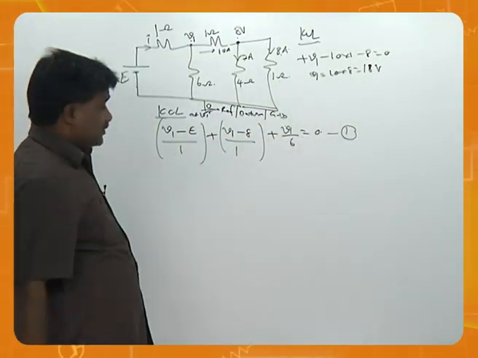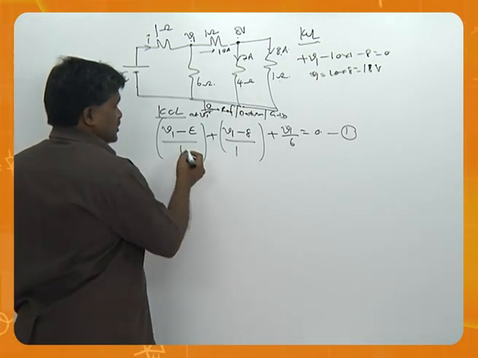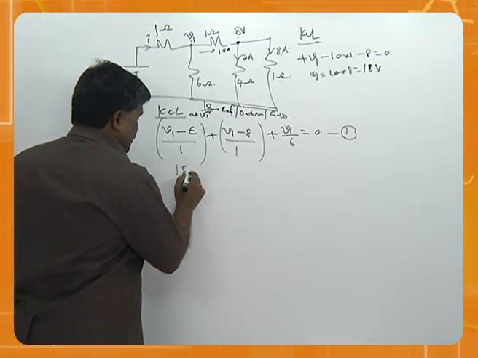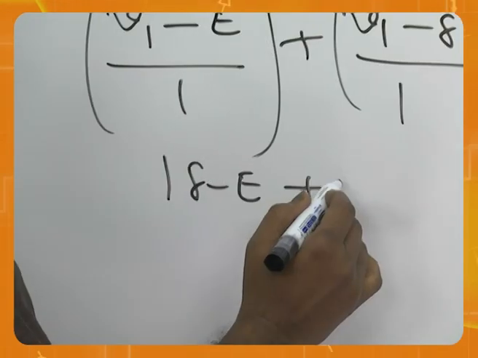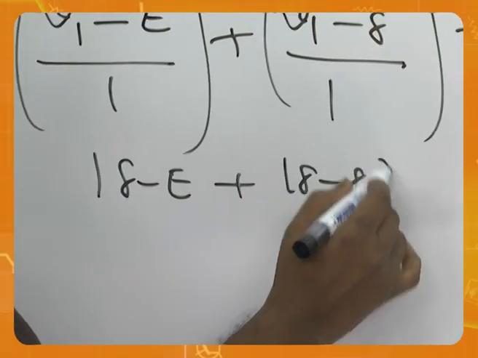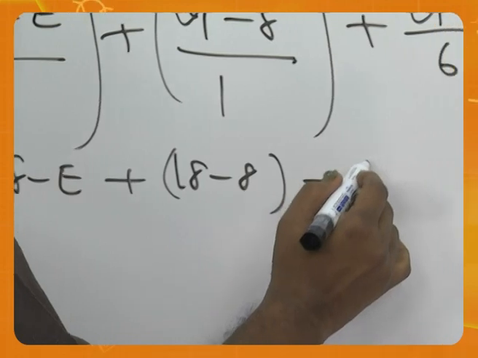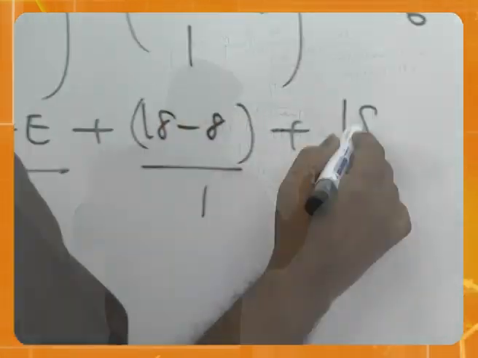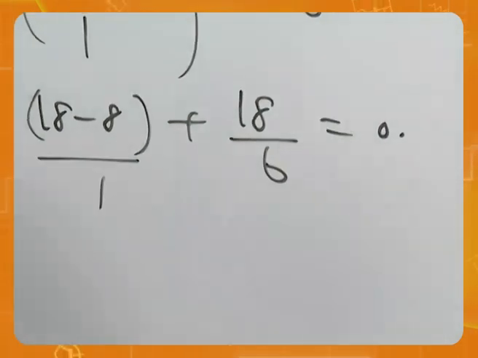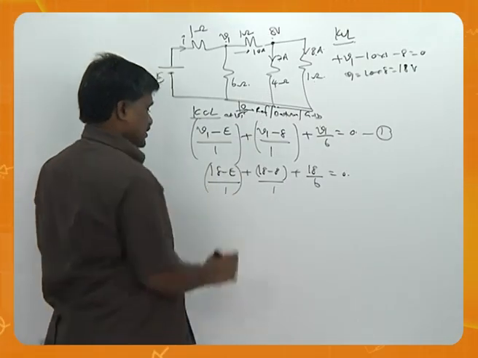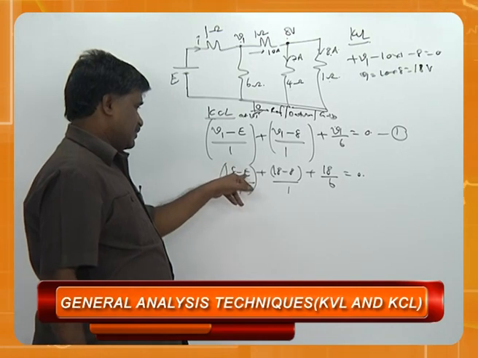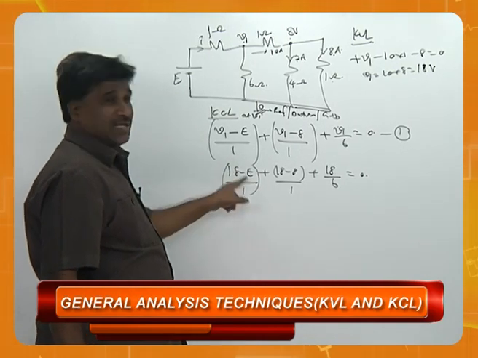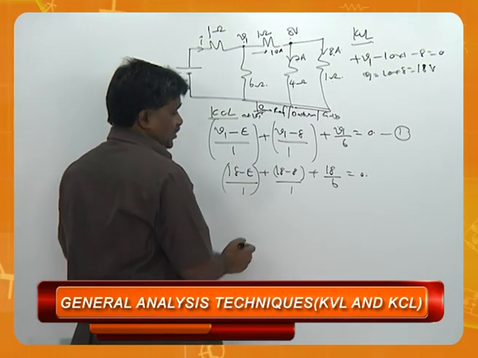That's very simple. Now, if you really solve this one, 18 minus E plus 18 minus 8 by 1 plus 18 by 6 is equal to 0. In this equation, the only unknown is E. That E we have to solve for.